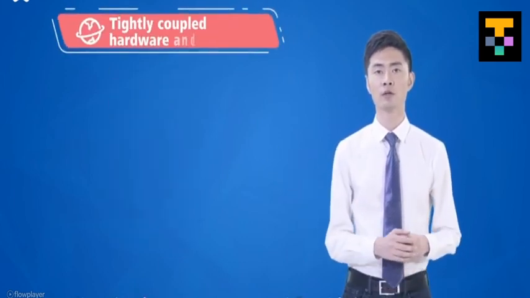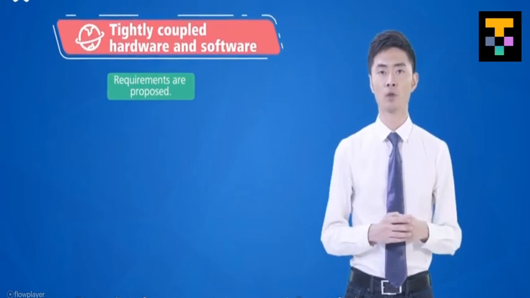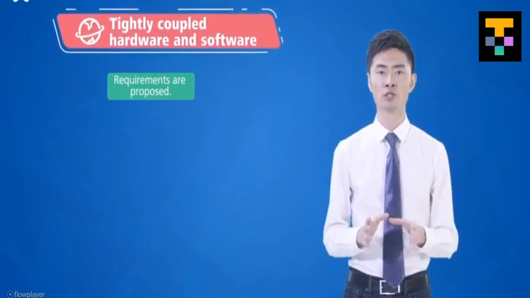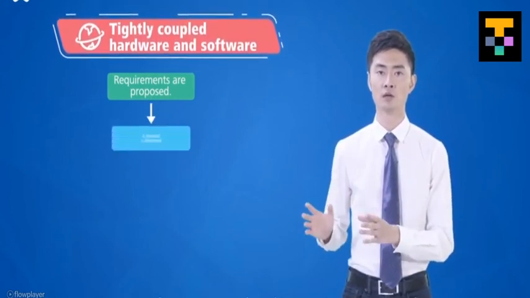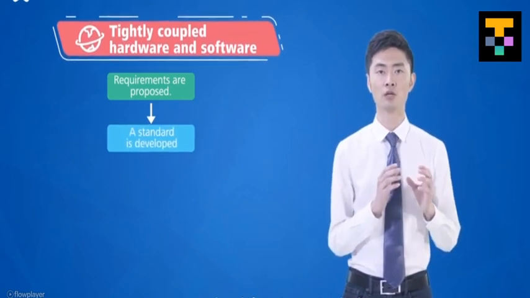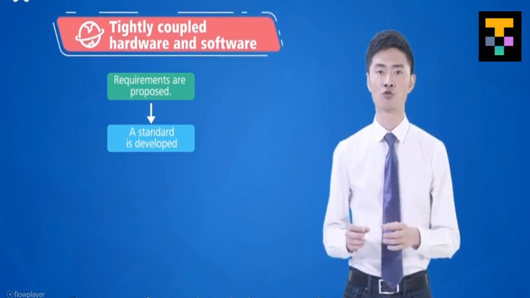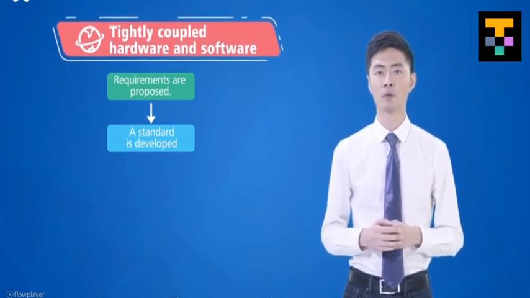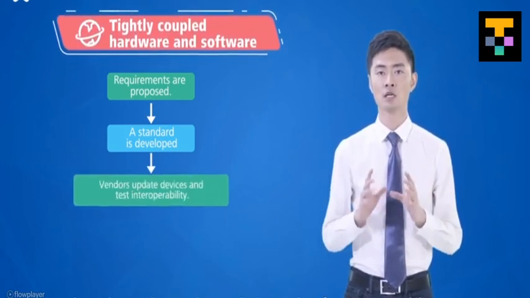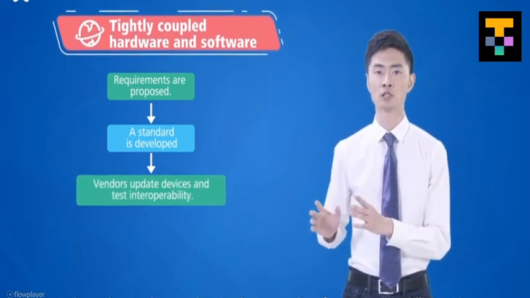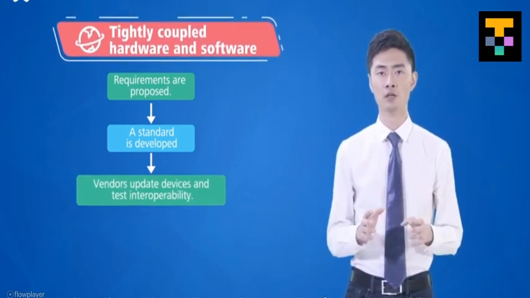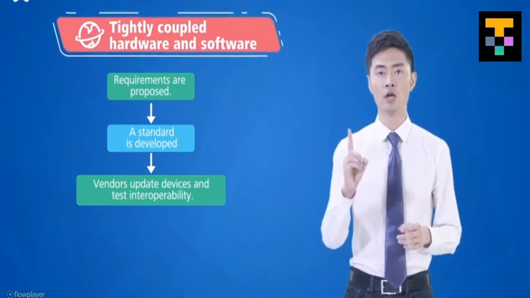Let's take a look at how a CT company deploys a new service. First, a list of requirements is proposed. To satisfy these requirements, we need a new protocol, and to create a new protocol, we need to define a new standard. The process of protocol standardization usually takes at least 2 years. Then, to support the new protocol, each vendor needs to update its devices and perform interoperability testing. That process takes another year.